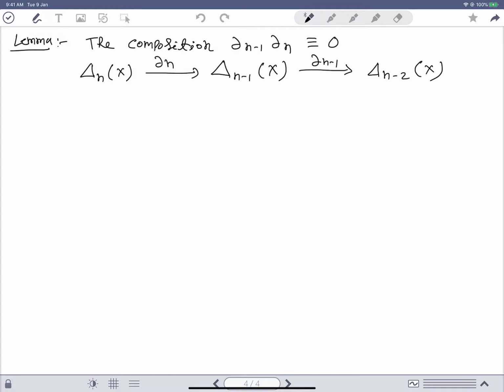Okay, now this lemma says if you have a sigma which is in delta n x, then this goes to delta n sigma. Now if you apply delta n minus 1 again, then this should go to 0. Okay, we shall prove this one. So here is the proof.